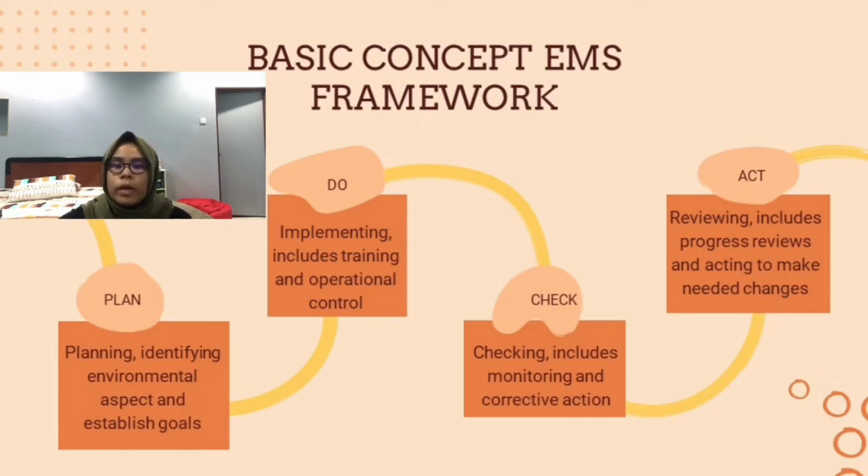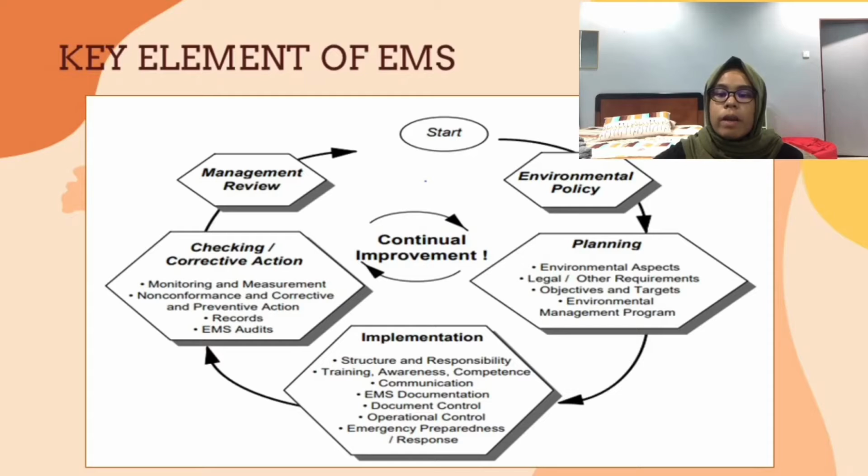For the meaning of PDCA: Plan is identifying the environmental aspects and establishing the goals. Do is the implementing process, which includes the training and the operational control. Check is the checking process, which includes the monitoring and taking corrective actions. Act is a reviewing process, which includes reviewing and taking action on what needs to be changed.